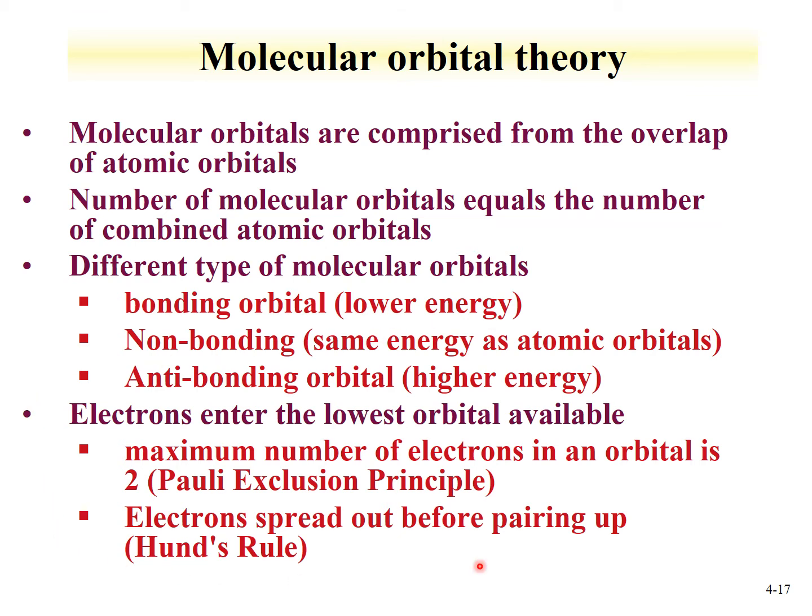The orbitals are formed between the atoms, forming the molecular orbitals, and the electrons enter the lowest orbitals available. They fill these orbitals according to the Pauli exclusion principle and Hund's rule.